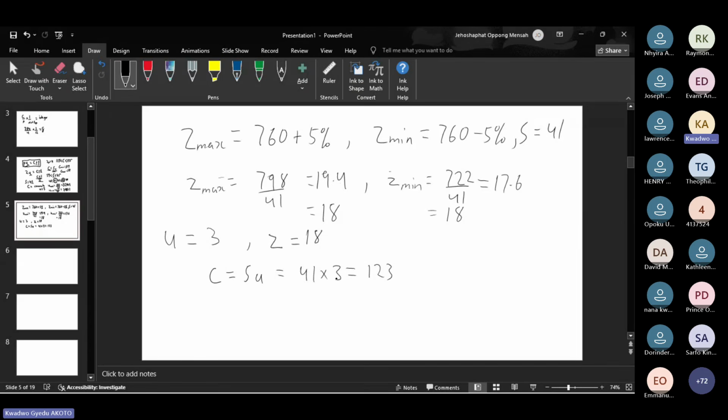Yes, sir. Okay. And then the question also says we are to find our commutator pitch, YC, if our winding is progressive, right? We already know that for our simple wave machine, we have P YC is equal to C plus or minus 1, where it's plus for a progressive machine and minus for a retrogressive machine. So if P is 2, then YC is going to be equal to 123 plus 1 on 2, right? So our commutator pitch YC is going to be 62.